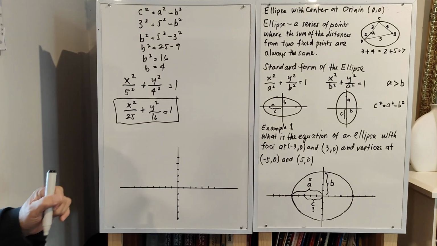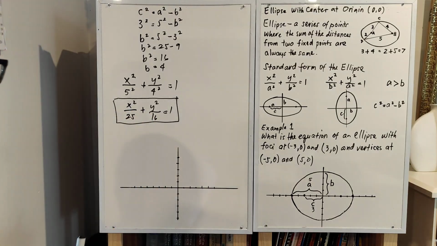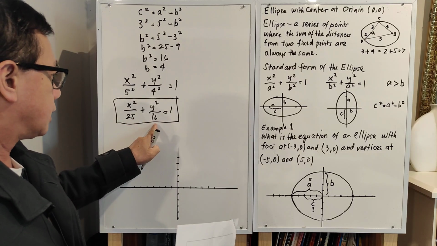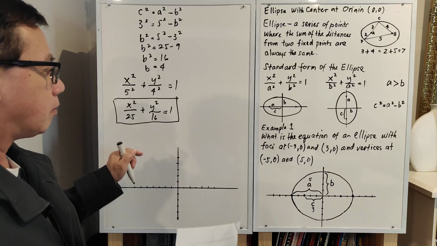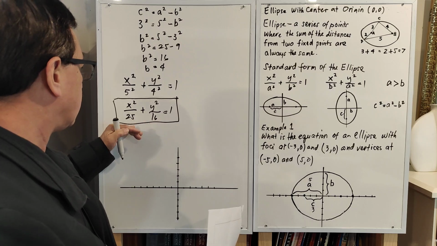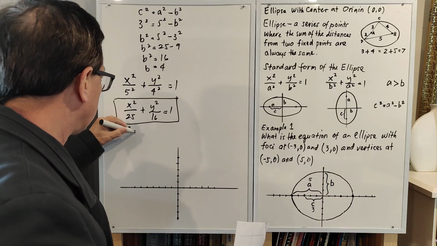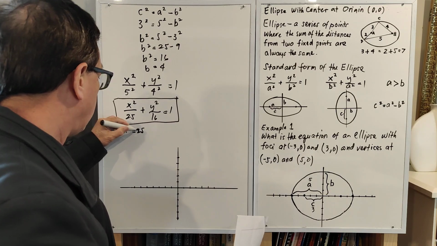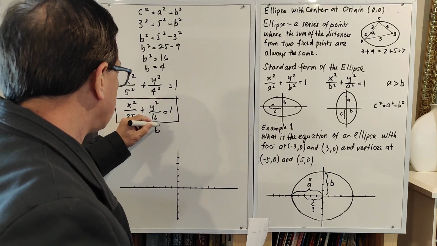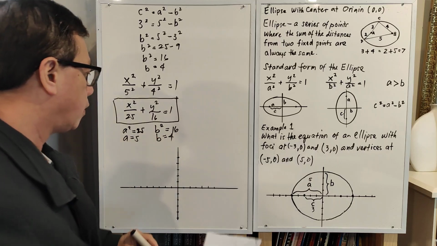Let us now reverse the question. Draw a curve of this equation. We can see that this is an ellipse. Now 25 is larger than 16, which is under x, so we have a horizontal ellipse. If we rewrite this, a squared is equal to 25, so a will be 5, and b squared is equal to 16, so b is equal to 4.